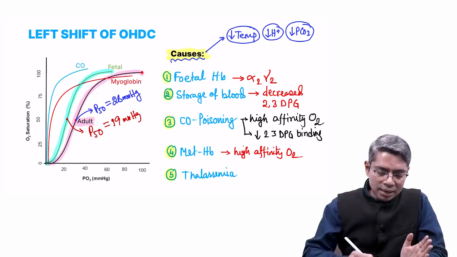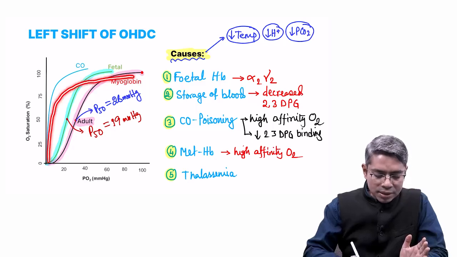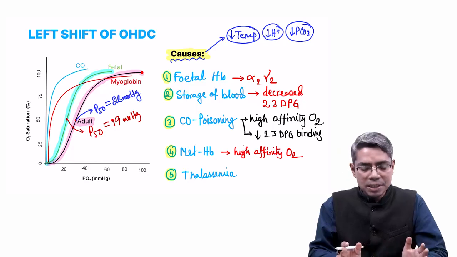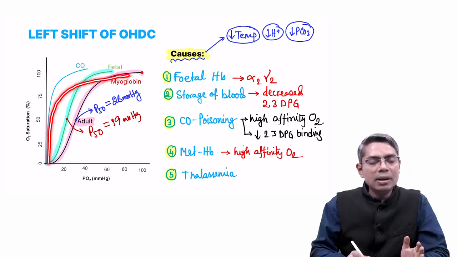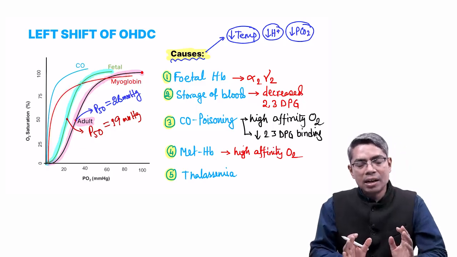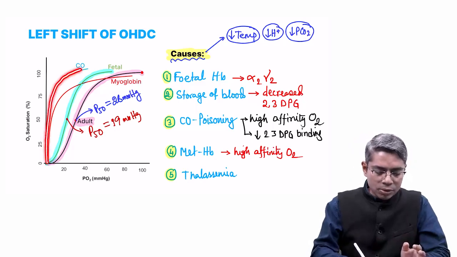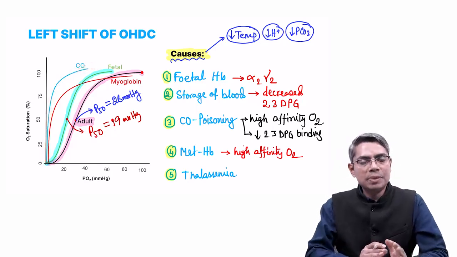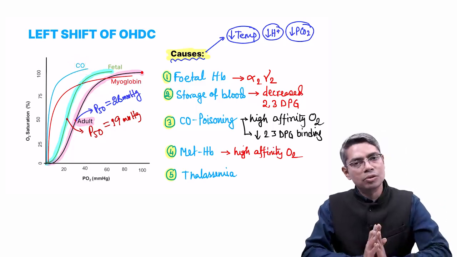Now we can find two other curves. One is the myoglobin curve. This is known as the rectangular hyperbolic curve. Although it looks like left shifting of the curve, that is not actually left shifting. The myoglobin curve is typically rectangular hyperbolic shaped. Why it is rectangular hyperbolic, you will understand. And carbon monoxide poisoning also causes left shifting, but as you can see here, among all of this left shifting, the maximum left hand side shifting is happening because of carbon monoxide poisoning.